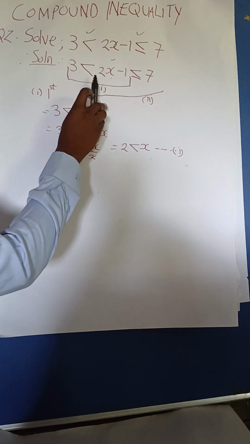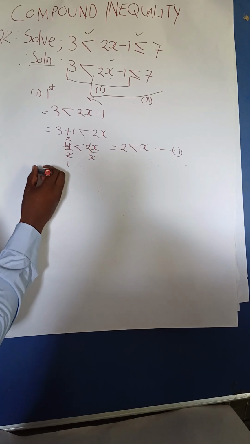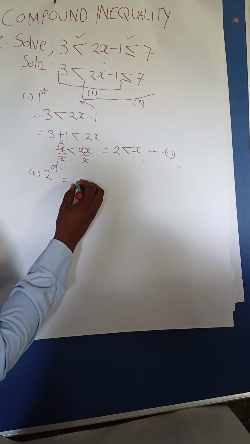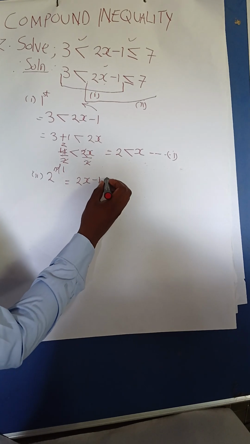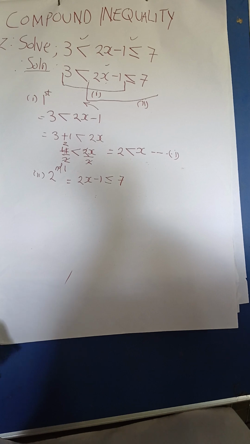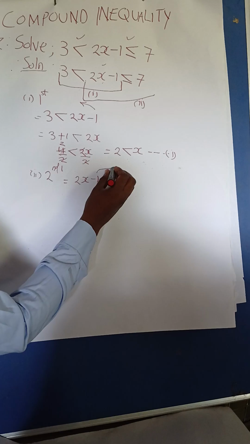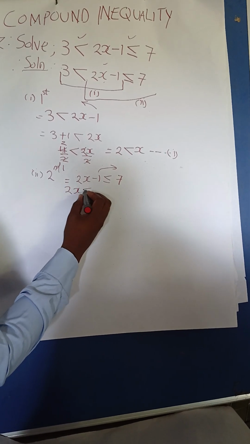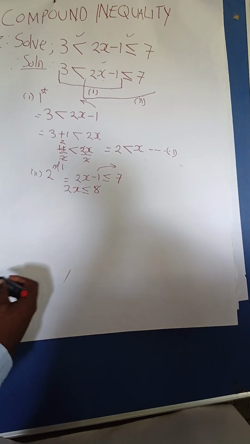As I said, the center we equate to the right now. So the second solution, or the second inequality, it will be 2x minus 1 less than or equal to 7. Good. So what do we do now? It will be easy now. We collect like terms, meaning 1 will go this side, so it will be now 2x less than or equal to 7 plus 1, which will be 8.